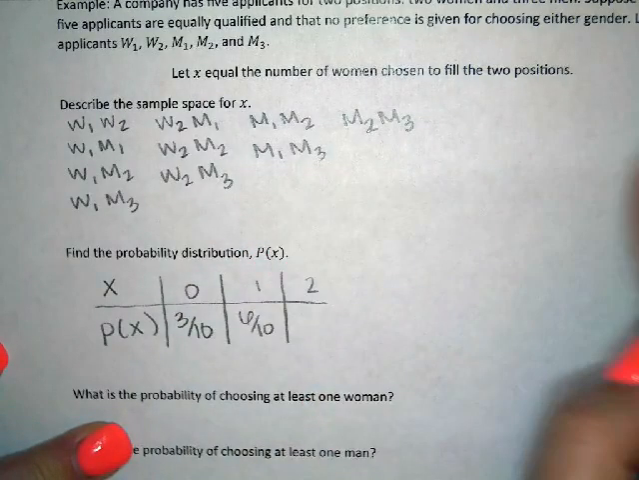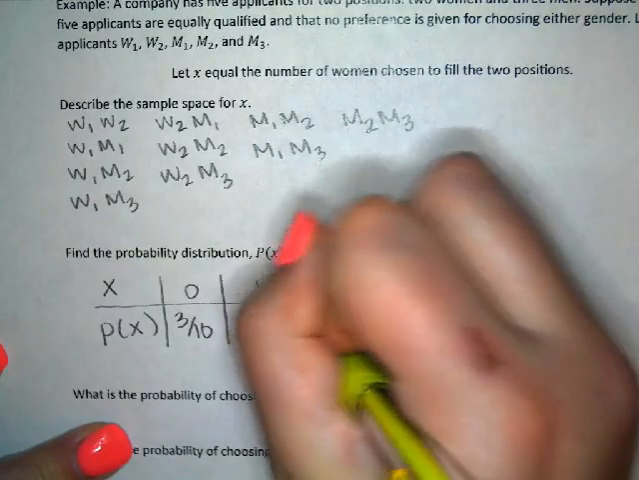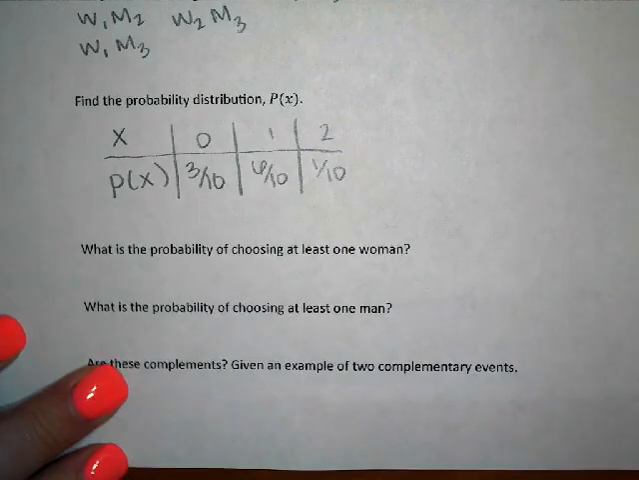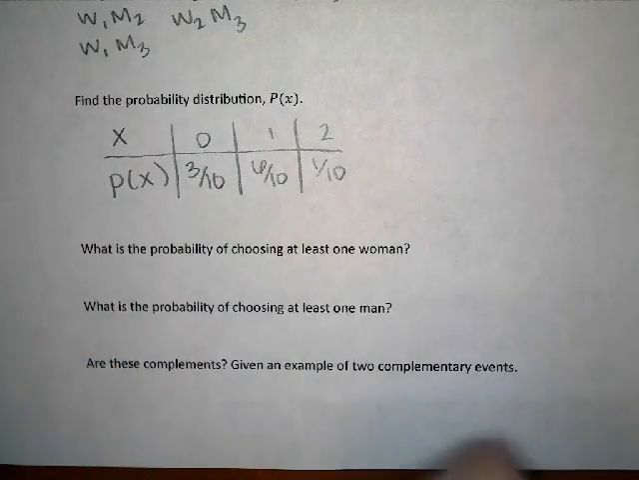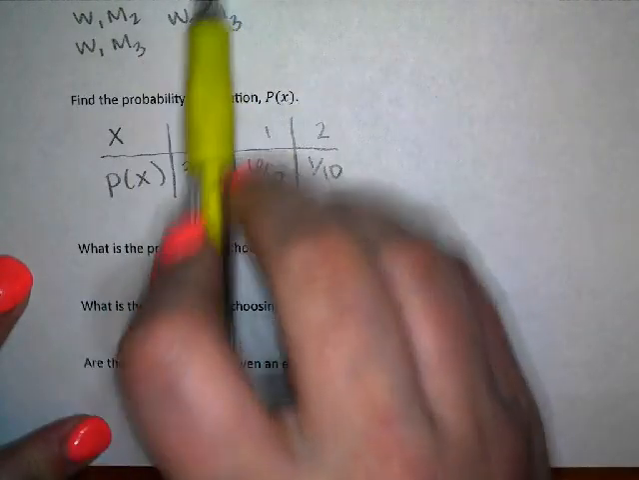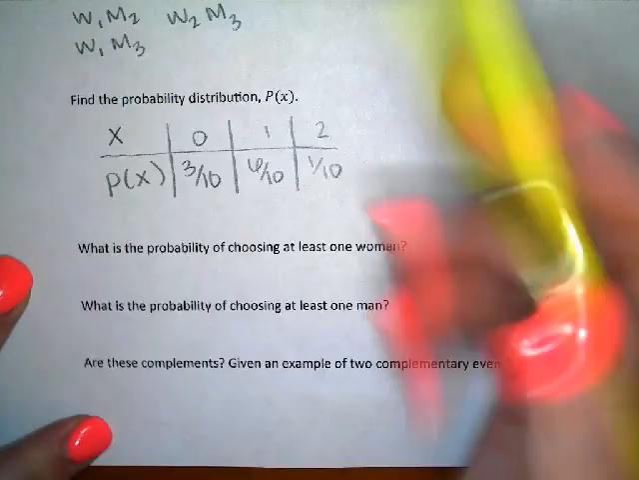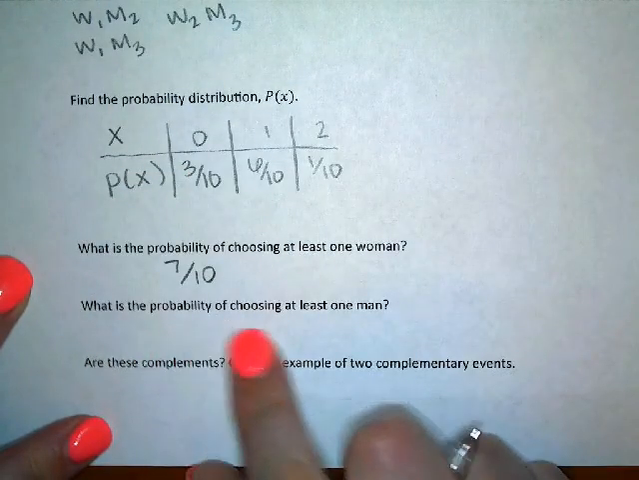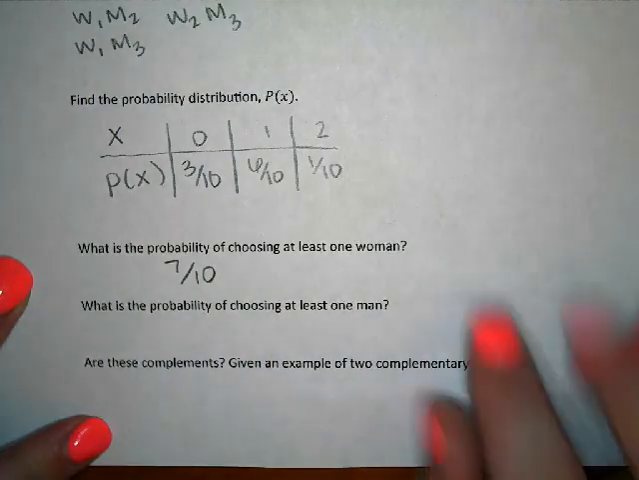What is the probability of choosing at least 1 woman? So at least 1 woman means that you could have 2 women, but you have to have at least 1. So that would be 1, 2, 3, 4, 5, 6, 7. What is the probability of choosing at least 1 man? So definitely have to have 1 man, could have 2 men. 1, 2, 3, 4, 5, 6, 7, 8, 9.